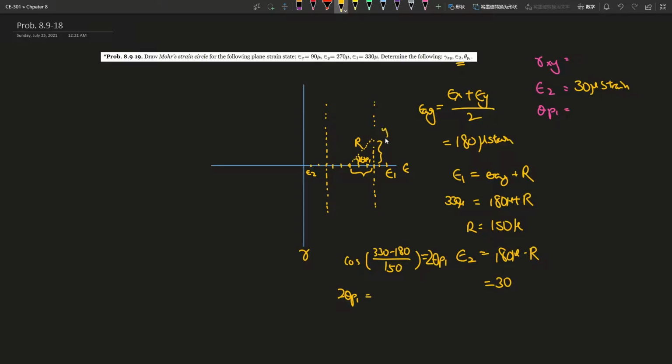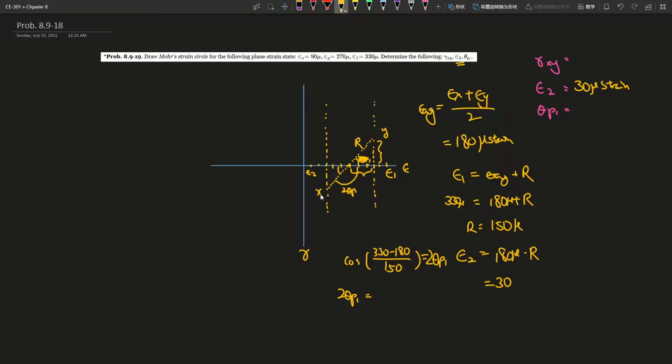So this is y, and this is x, remember? We figured out this angle over here, and these are the same, but in reality, we're trying to find this angle over here, 2 theta p1. So we're currently figuring out this angle, and 180 minus that angle is going to give us this.